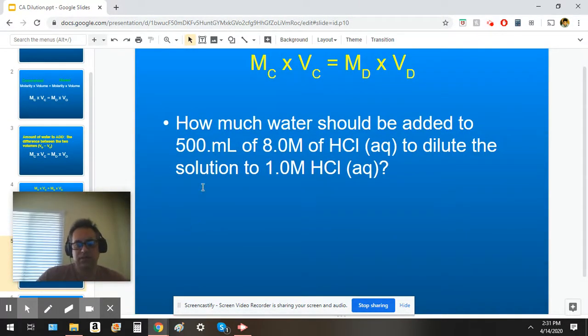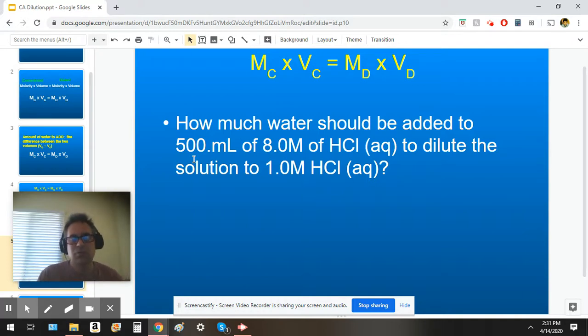How about this example? It says, how much water, remember that little tricky one, should be added to 500 milliliters of 8 molar hydrochloric acid to dilute the solution to 1.0 molarity hydrochloric acid? So the question isn't asking what's the volume of your dilute solution, although we'll have to figure that out. The question asks how much water should be added.